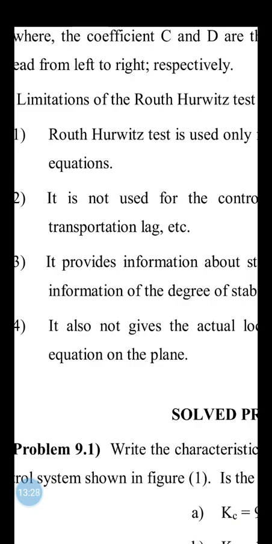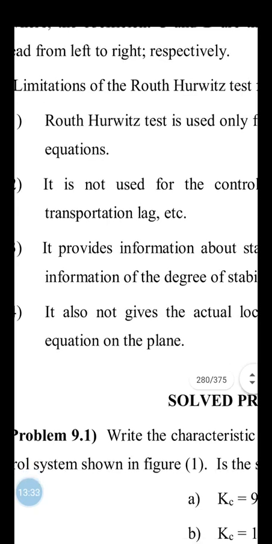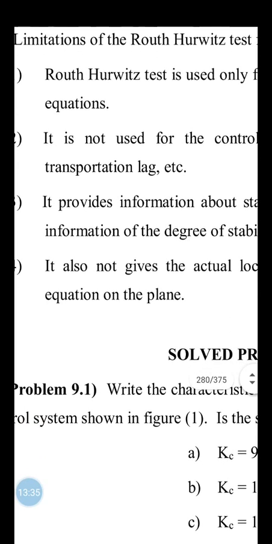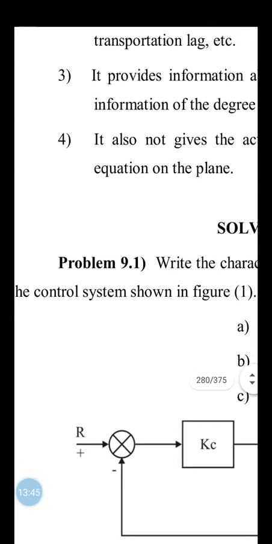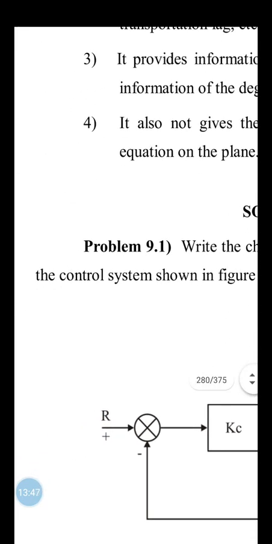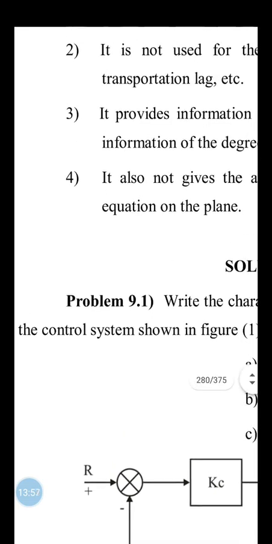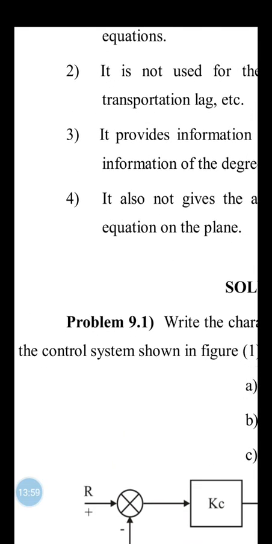It provides information about the stability of the system but does not give any information about the degree of stability. It also does not give the actual location of roots of the characteristic equation in the plane. So this is how we can study the Routh-Hurwitz test for calculating stability. By applying this conclusion you can find out whether the system is stable or unstable.